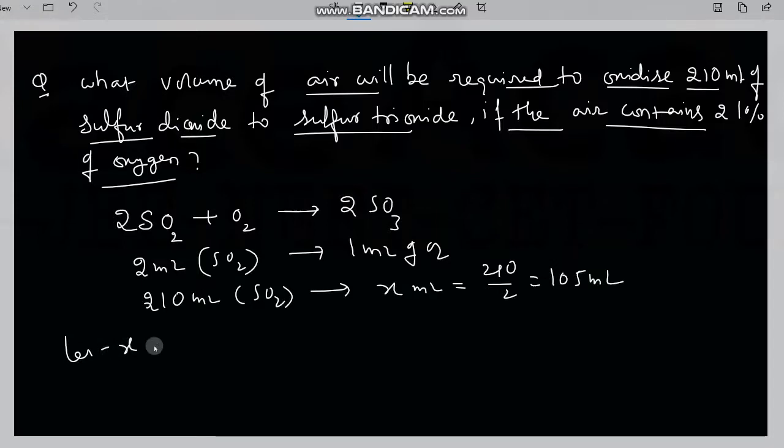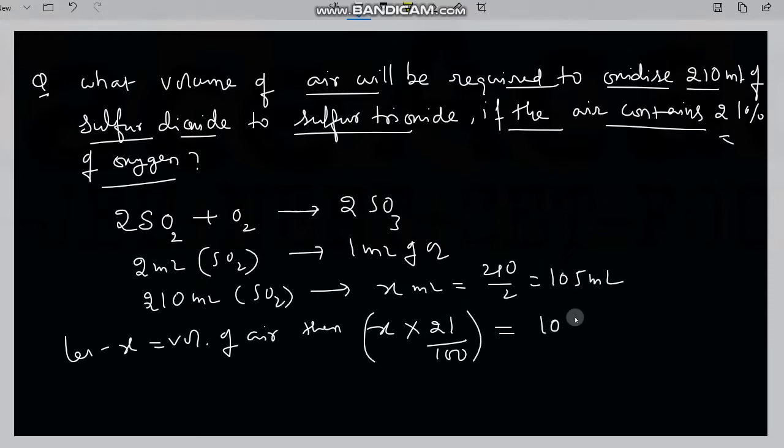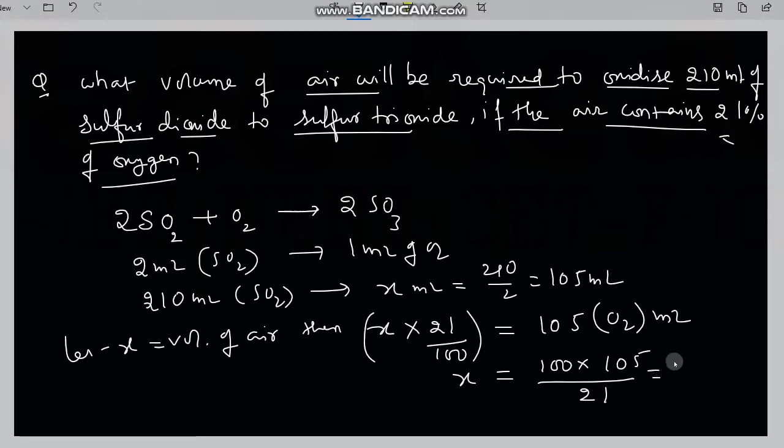Let X be the volume of air, which contains 21% of oxygen. That means X into 21% means 21 by 100, which equals the volume of oxygen. So after simplification, 21 by 100 into X equals 105, so X equals 100 into 105 by 21. So 21 into 5 is 105.